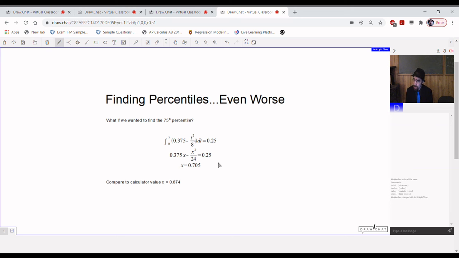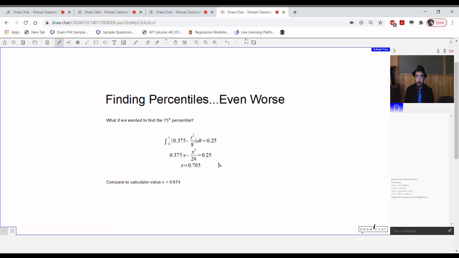Not that the answers will be all that inaccurate. They're okay, but the whole point of this was that we didn't need a fancy calculator to do it. The moment we have to find the solutions to the function 0.375x minus x cubed over 24 equals 0.25, there's no clean way to do that part pen and paper. And if we want to use a calculator, we might as well just go all the way and say, hey, calculator, what's the 75th percentile of a standard normal distribution?